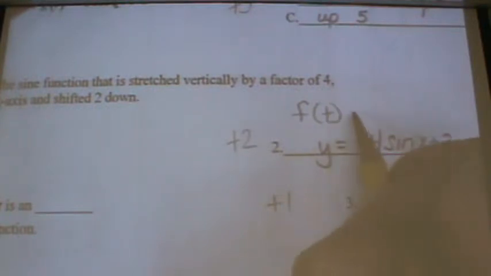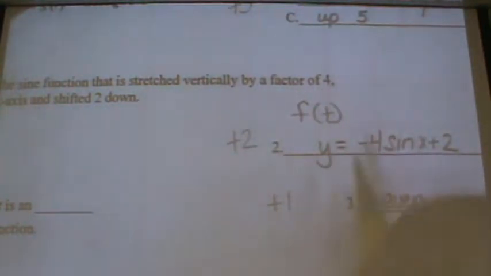Number 2, write an equation for the sine function that is vertically stretched by a factor of 4, reflected over the x-axis, that's negative, and shifted down 2. And if you wanted to do the f of t... Why do you have a plus sign? Huh? Plus 2. Oh, it should be minus 2. Yes, minus 2. f of t equals, you can write this.